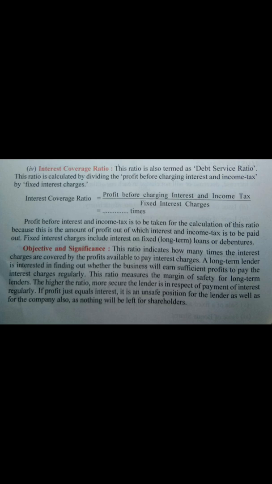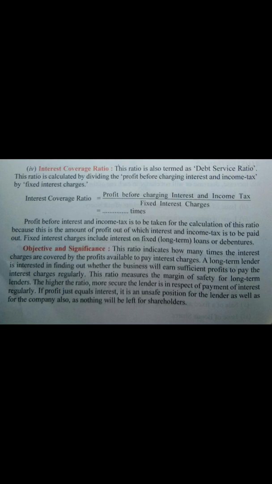borrowings and the debentures. If the value of this interest coverage ratio is high, then this shows that a company can easily or conveniently pay the interest. While if the value of the interest coverage ratio is low, or equal to 1, in that case this is not a profitable situation for the company, as well as for the lenders.